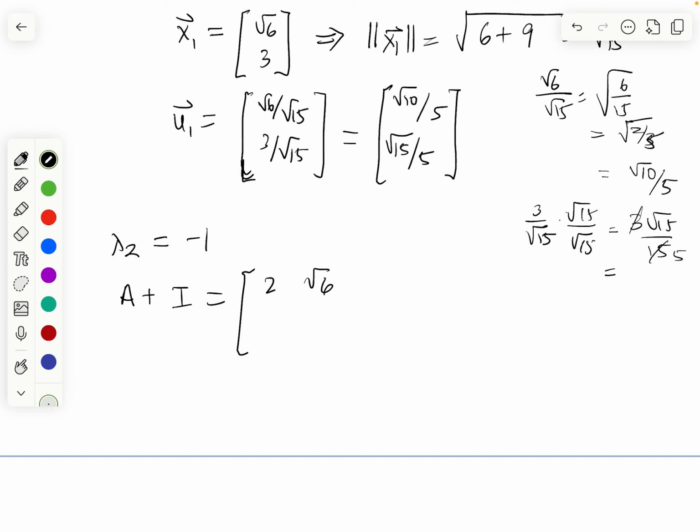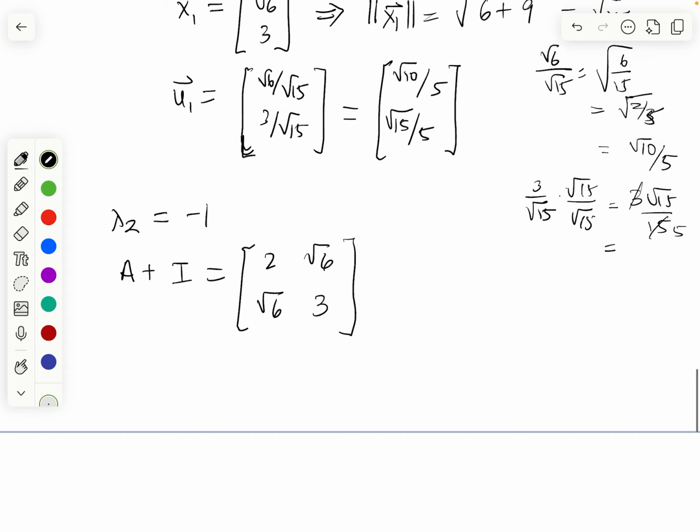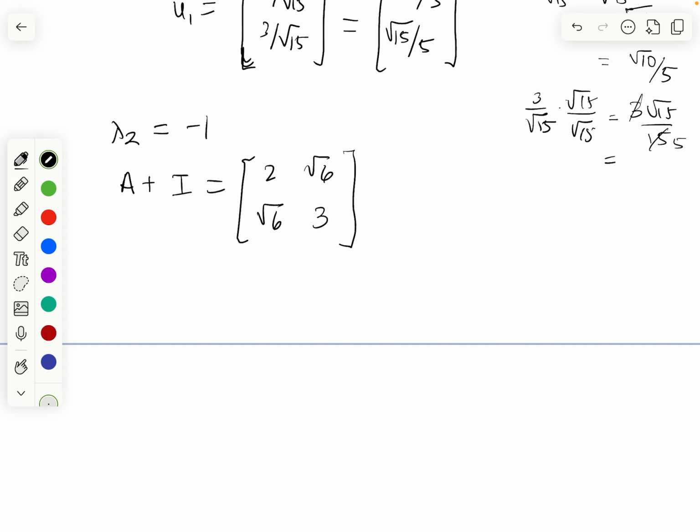2 root 6, 3. And again, when you row reduce, you're going to get a 0 row here. And so you just need to find a vector that's orthogonal to 2 root 6. And so we just do the same thing again, where you swap the order and then stick a negative sign. So you can pick x2 to be root 6 and then negative 2.